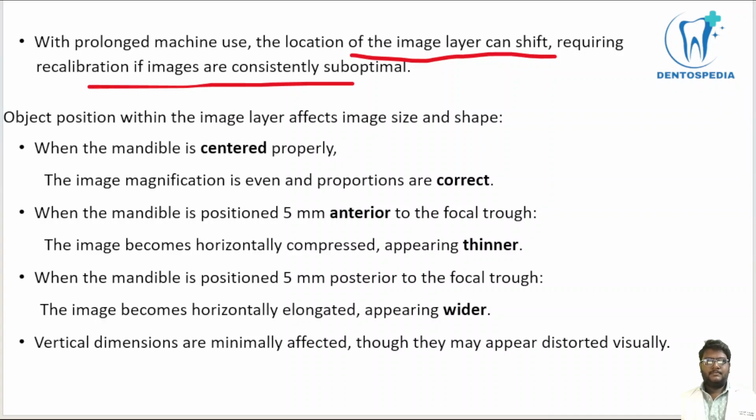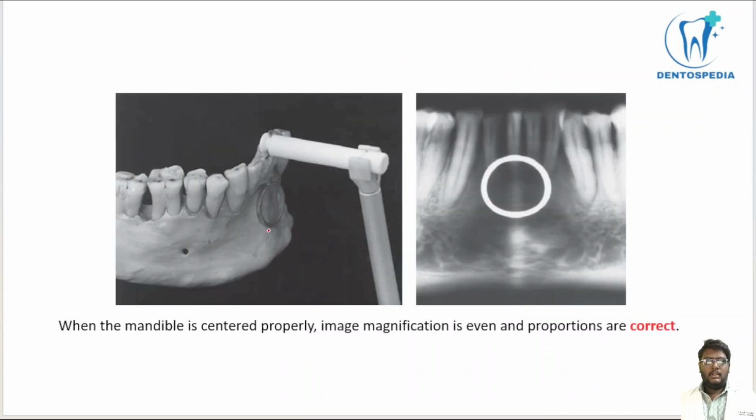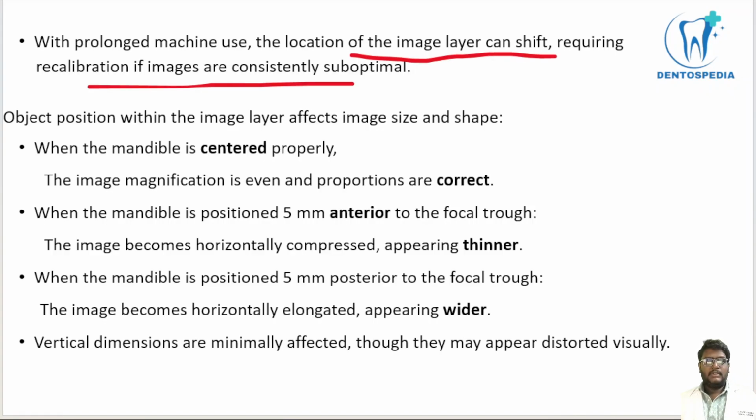Okay, and how do we know what kind of defect appears when the structures are not present within the image layer? So there is an experiment, an illustration. Here you can see there is a small metal ring attached to the mandibular anterior region, in between the two mandibular central incisors. Observe the position and shape of the ring based on the mandibular position. Whenever there is a position change of the mandible in and out of the image layer, the size and shape of the ring image changes from normal. Okay, we will discuss this.